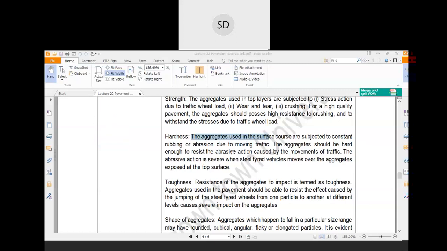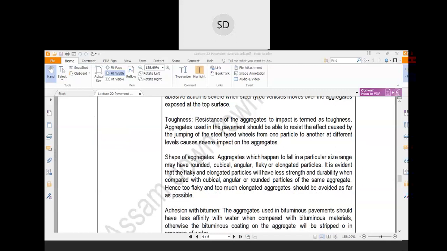Then another property is toughness. Toughness is the resistance of the aggregate to impact. Now what is impact? Impact is the sudden application of the load, or the load which is applied at an instant of time. So aggregate used in the pavement should be able to resist the effect caused by the jumping of the steel tire wheels from one particle to another at different levels, which causes severe impact on the aggregate.